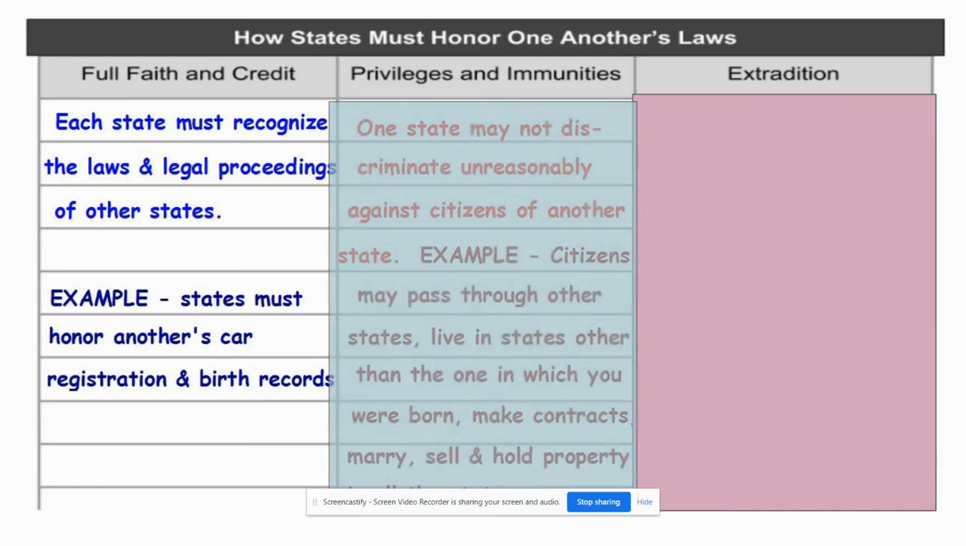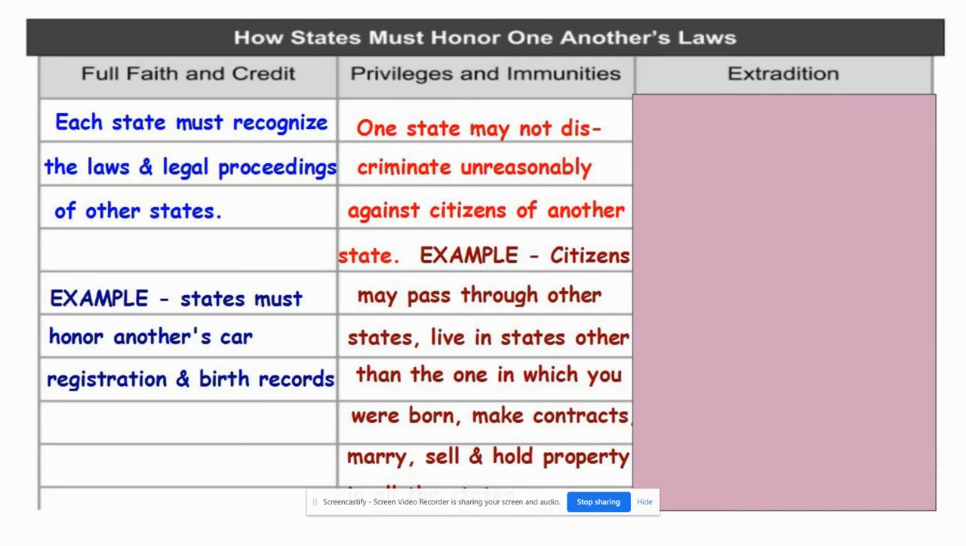Okay. Privileges and immunities. This basically means that one state may not discriminate unreasonably against citizens of another state. So, an example would be citizens can pass through a state, live in states other than the one in which they were born, or make contracts with people outside of the state, or marry someone outside of the state, or hold property. All those kinds of things we do have to respect in one way or another.